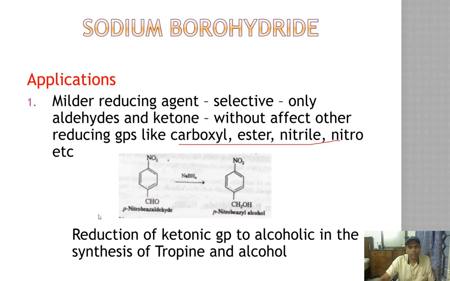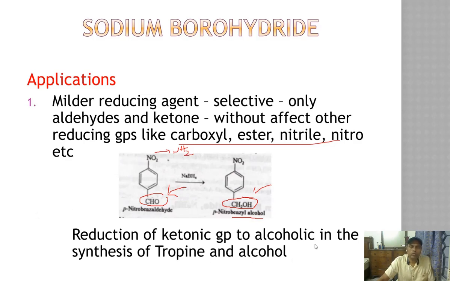So here is one example: para nitrobenzaldehyde. This is the nitro group at the para position. Para nitrobenzaldehyde using sodium borohydride is converted to para nitrobenzyl alcohol. Only the aldehyde group is reduced, and the other group is not reduced. So if you want to do such a selective reduction reaction, sodium borohydride is the best reducing agent.